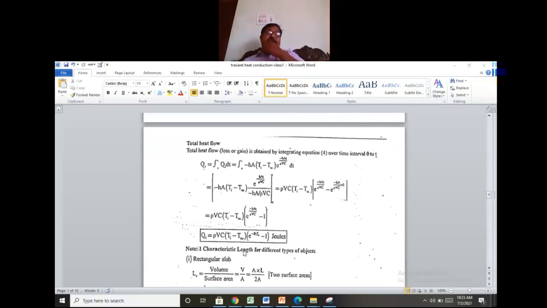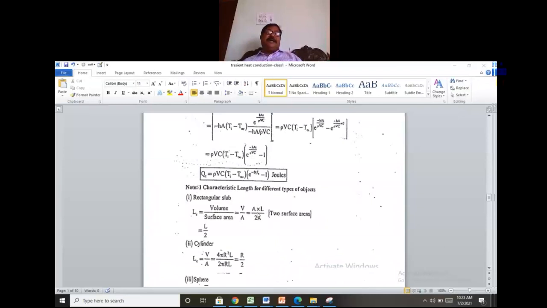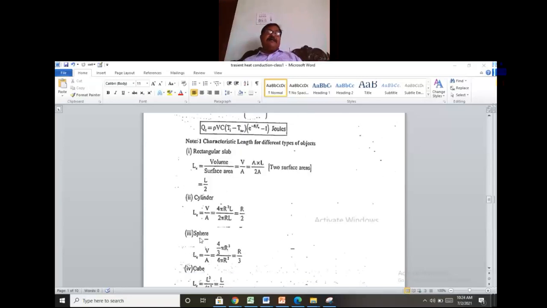Characteristic length of the different types of objects. LC for a rectangular slab is volume by surface area, V by A. V is A into L, and the surface area is 2A, so A into L divided by 2A. A gets cancelled, it becomes L by 2. For a cylinder, LC is equal to V by A. The volume is pi r square into L, and the surface area is 2 pi r L. It becomes r by 2.